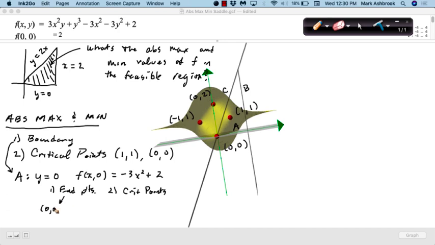0, 0, and 0, 2. 0, 0 is already in our list as a corner point, or as a critical point. That's fine. So how do we find the critical points along there?